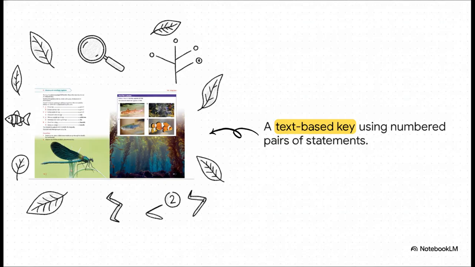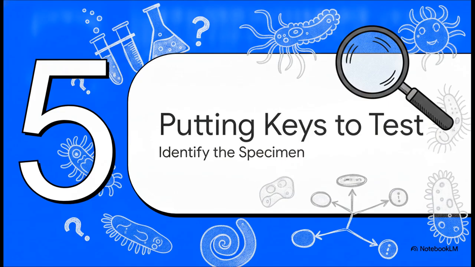It starts with pair number 1. You choose between 1A, it has legs, or 1B, it does not have legs. If we're looking at our dragonfly and we choose 1A, it has legs, follow the dotted line across, the instruction explicitly tells us to go to 2. This drops us immediately into our next dichotomous choice about the number of legs. It is exactly the same tree, just written out as a list. And that brings us to Section 5, putting keys to the test.